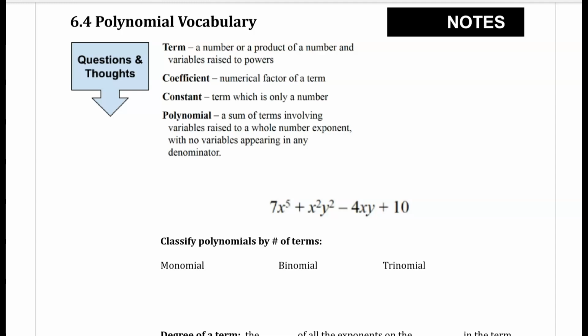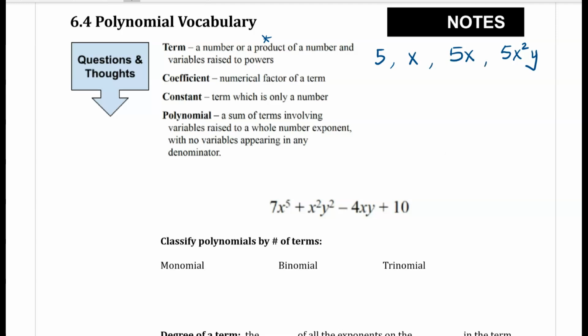A term is a number or a product of a number and variables raised to powers. So a term might just be a number like 5. Or it might just be a variable like x, which is representing a number that we don't know. Or it could be a product, which means multiplication. It could be a product of those two, 5 times x. We could have powers on our variables, like 5x squared, or we might even have more than one variable. Maybe we have a 5x squared y. Each of these in the list represents a term.